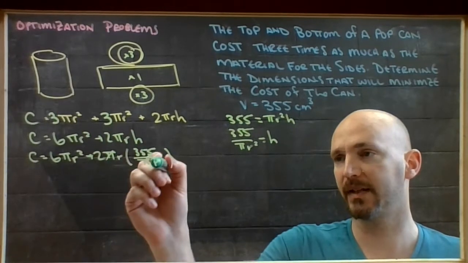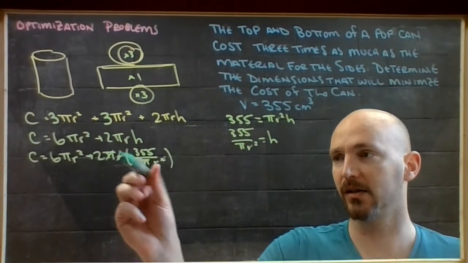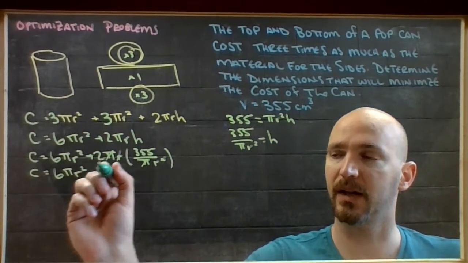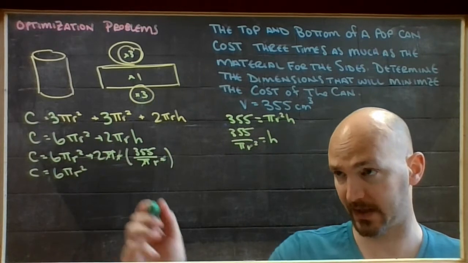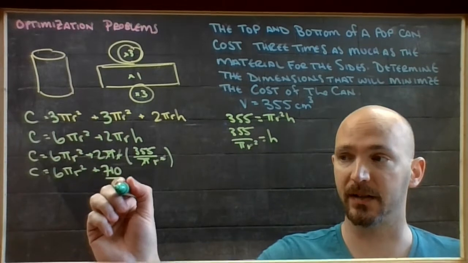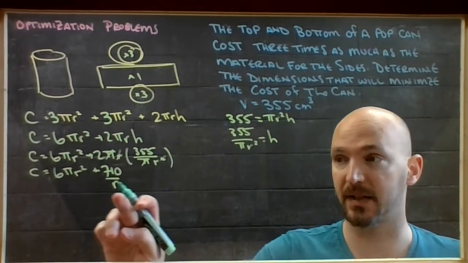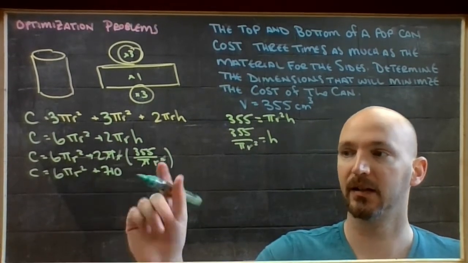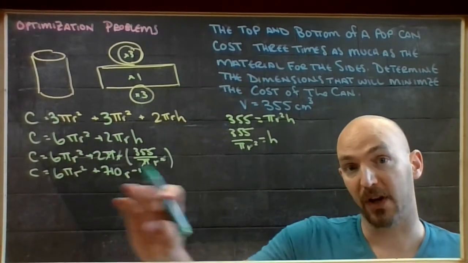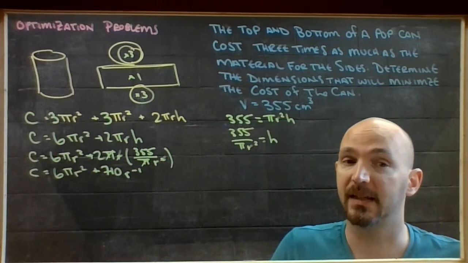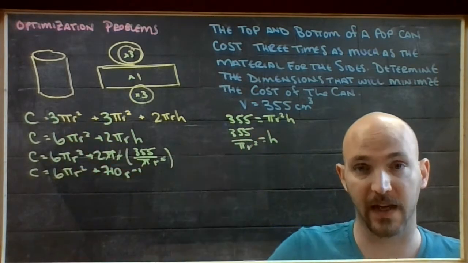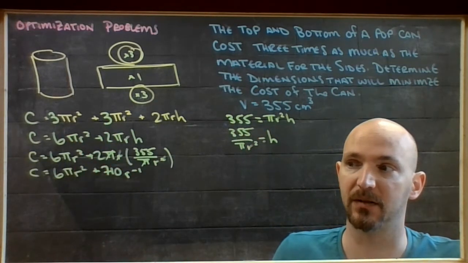So pi divides out of pi, an r divides out an r. 6 pi r squared. 2 times 355 is 710. And there's a single r in the denominator here. Because I'm about to take a derivative, I'm going to write it as r to the negative 1. So I have an expression for the cost of this can which takes into account the fact that the top and bottom are thrice as expensive and that the volume of the can should be 355 cubic centimeters.